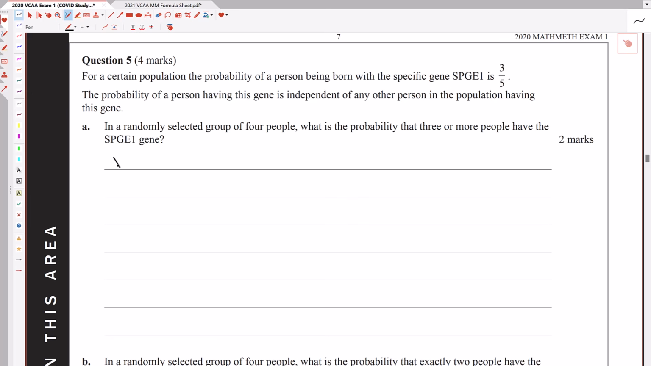So let's set up our binomial. Acknowledge we've understood we have binomial. So x is going to be number of something whenever it's a discrete variable, whenever it's a binomial distribution. So in this case, it's the number of people with the gene, with the SPGE1 gene. And we know x is a binomially distributed variable. We are selecting 4 people, so n is 4, and the probability of any given person having this gene is 3/5.